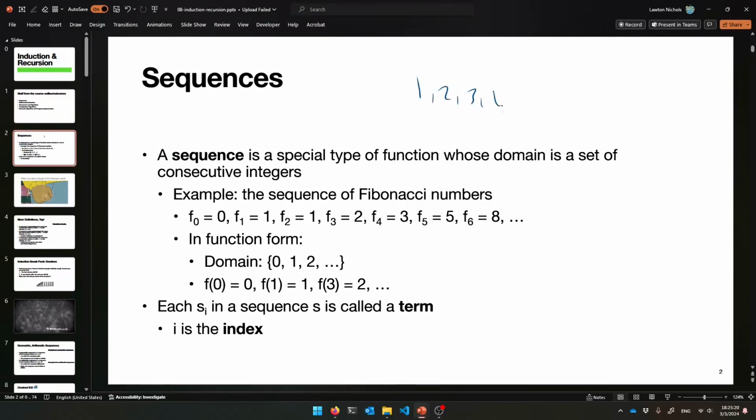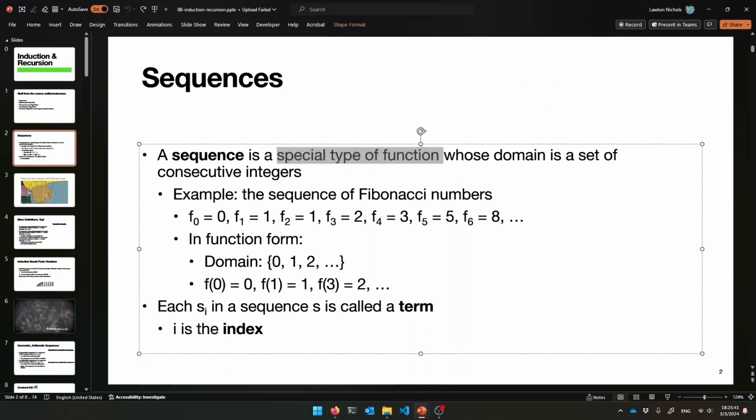1, 2, 3, 4, 5. That's a sequence of just all the numbers. You can have a sequence of 2, 4, 6, 8. You can have a sequence of 2, 4, 8, 16, 32, and so on. So sequences are just numbers in order, but how can you represent them inside of math? Well, you can represent it as a function that takes integers to some output.